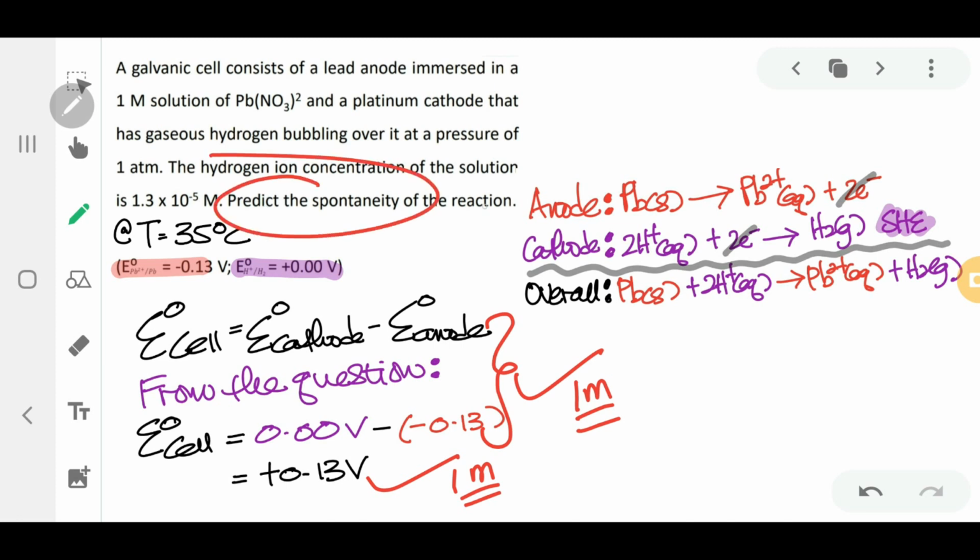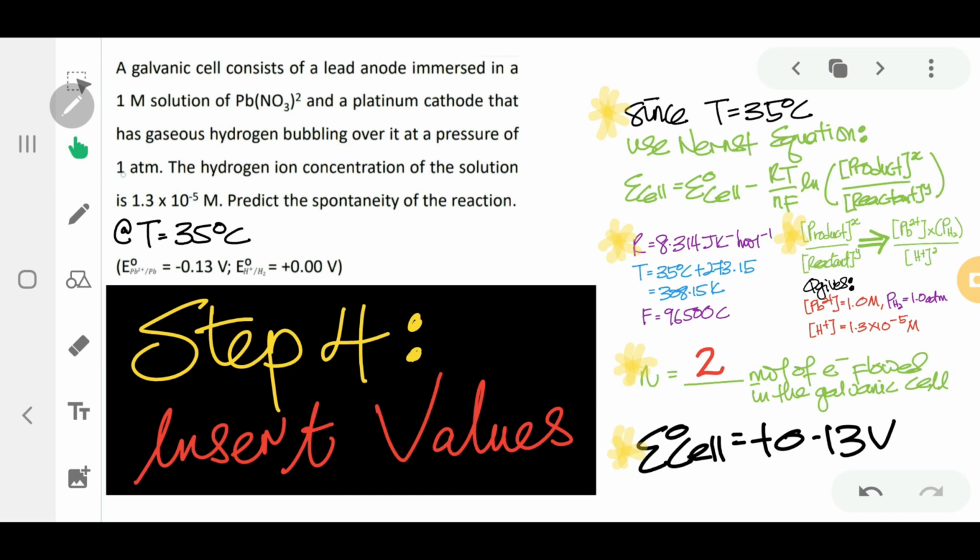And to predict spontaneity, you have to use E cell, because right now the concentration, one of them is not at standard condition. The whole thing over here is non-standard. Therefore, in step 4, we're going to insert all the values in your Nernst equation. We have identified the Nernst equation we want to use. We have identified the R value, the F value, the temperature we have worked out in Kelvin, and we know that the quotient that we need to use is this.